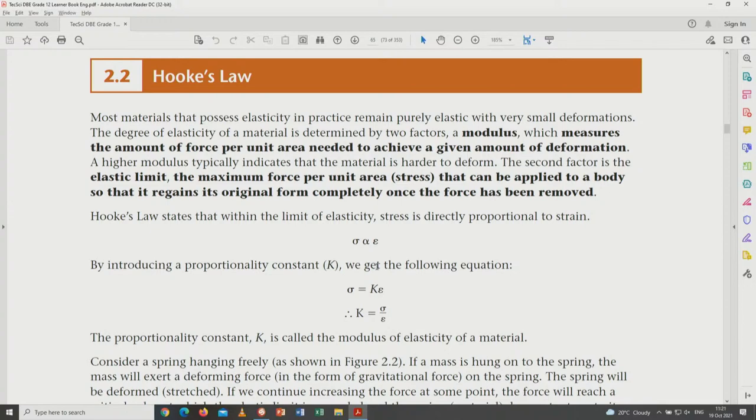So Hooke's law states that within the limit of elasticity, stress is directly proportional to strain. And this is by definition what Hooke's law looks like. It says within the limit of elasticity. In other words, as we have indicated, elastic limit is the maximum force per unit area that can be applied to a body so that it regains its original form completely once the force has been removed. So there is a point when you are stretching, for example, a spring, where Hooke's law is not obeyed, or where you exceed this maximum force, which is at the elastic limit of a spring.